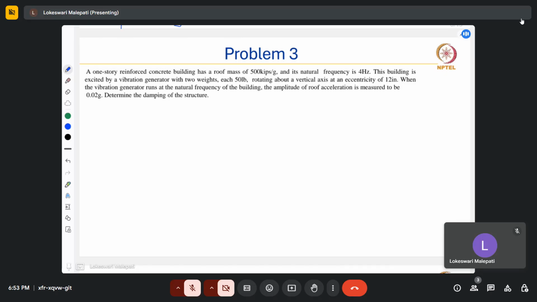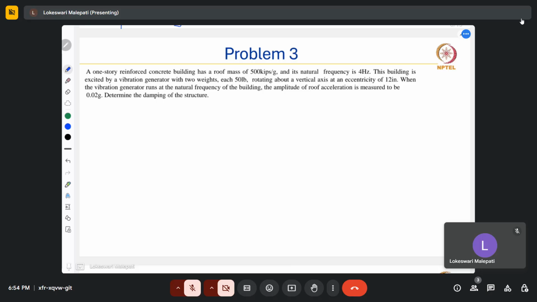This building is excited by a vibration generator with two weights, each 50 pounds, rotating about a vertical axis at an eccentricity of 12 inches. When the vibration generator runs at the natural frequency of the building, the amplitude of roof acceleration is measured to be 0.02 g. Determine the damping of the structure.